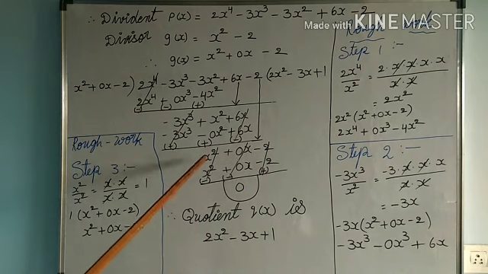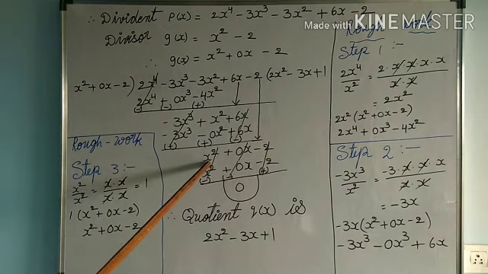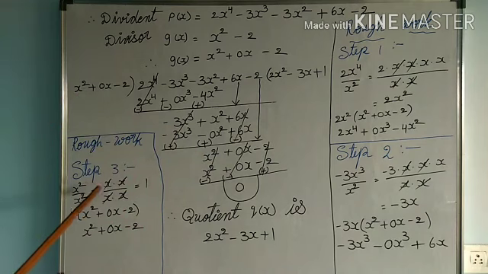Third step. Here the first term is x square and the divisor's first term is x square. x square by x square: x square means x into x, so they cancel. Is anything left? No. That's why 1. Suppose 2 by 2 is 1, 3 by 3 is 1, 4 by 4 is 1. So x square by x square is 1. Now 1 into the total divisor: 1 into x square plus 0x minus 2. 1 into x square is x square, 0 into anything is 0, and 1 into minus 2 is minus 2.